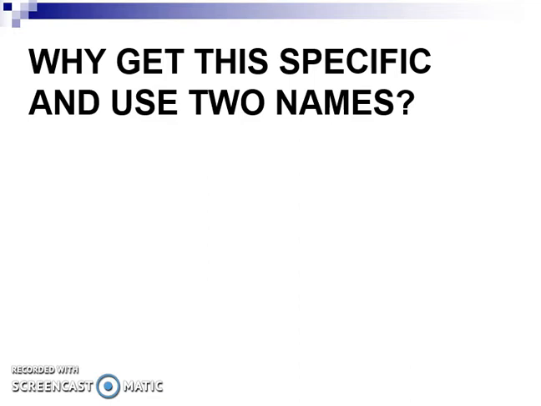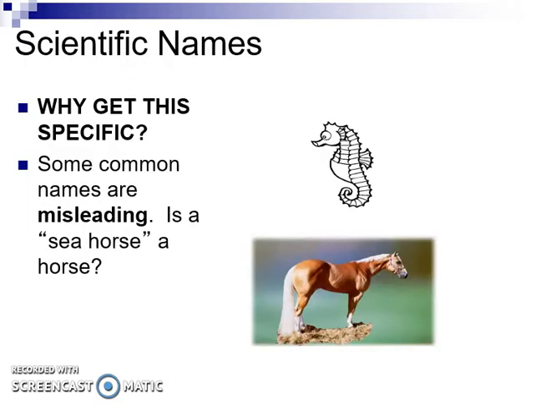Now, hopefully you came up with some ideas. So let's go through it. Why are we getting this specific? Because some common names are actually misleading. See this little guy on the top, this seahorse? We call him a seahorse, but is he really anything related to a horse? I mean, yeah, he lives in the sea, but he's not related to a horse, which you find on the bottom picture. So it can be kind of misleading for most people.